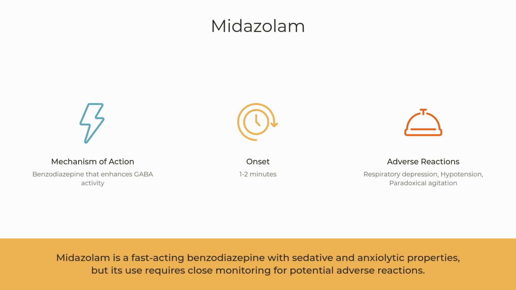Midazolam. Midazolam, a benzodiazepine, also works on GABA but takes longer, 1 to 2 minutes, to kick in, which isn't ideal for RSI speed. It's more often used for sedation than induction. It can depress breathing and lower blood pressure, and sometimes instead of calming, it causes agitation. We rarely use it alone for RSI but might combine it with other agents.